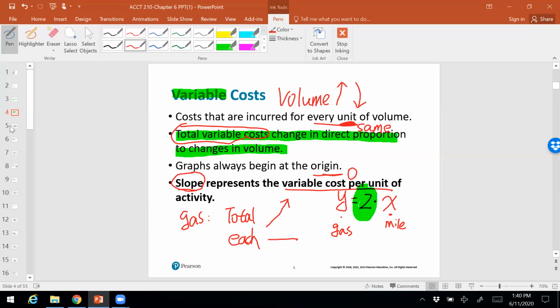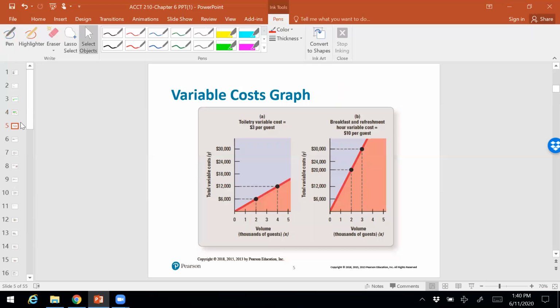Okay, so let's look at your textbook. How does this tell you? You can see the slope. What's the meaning of slope, right? The slope is this line, and then this part, right? This is the slope. So for this slope, total variable cost equals $3 per guest.